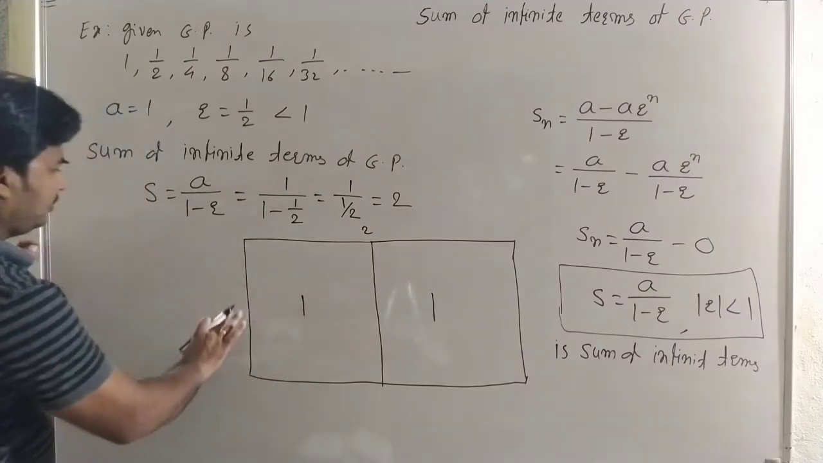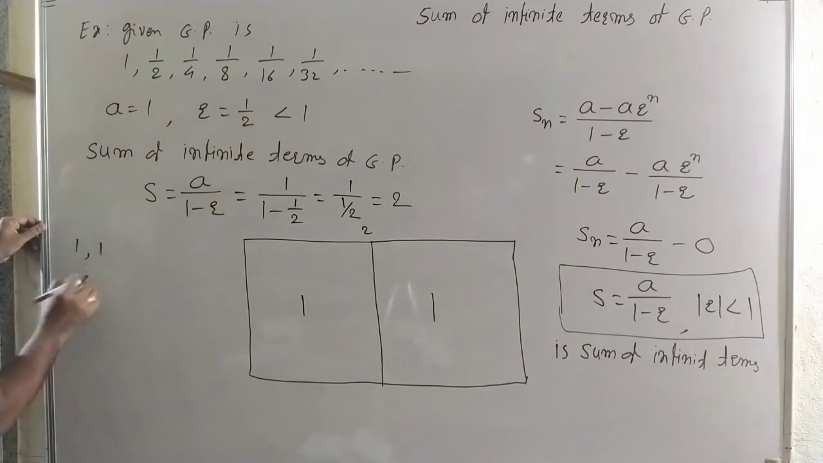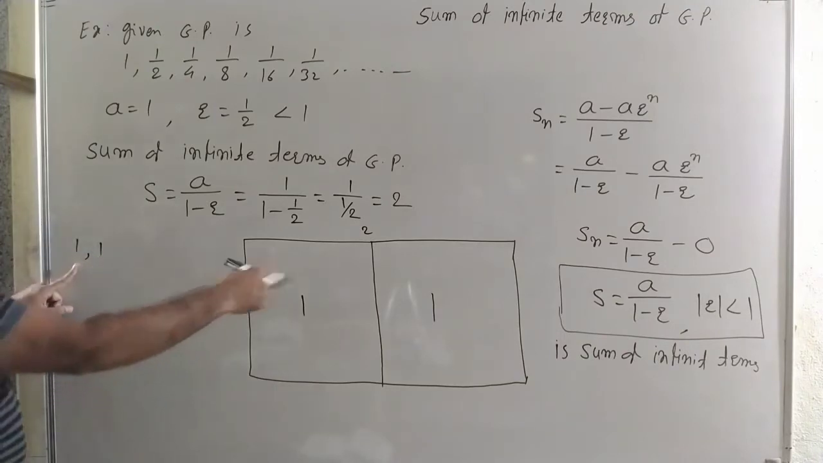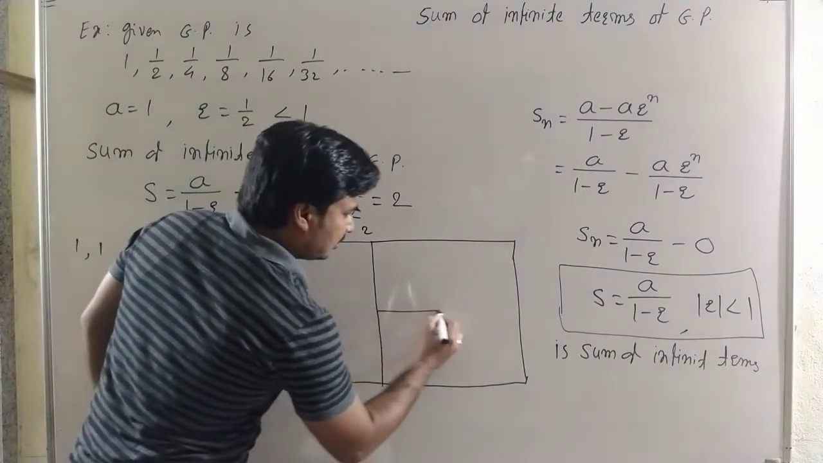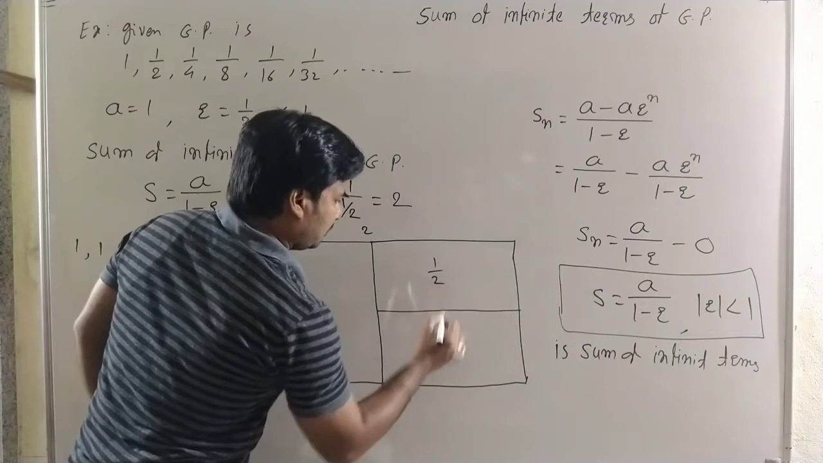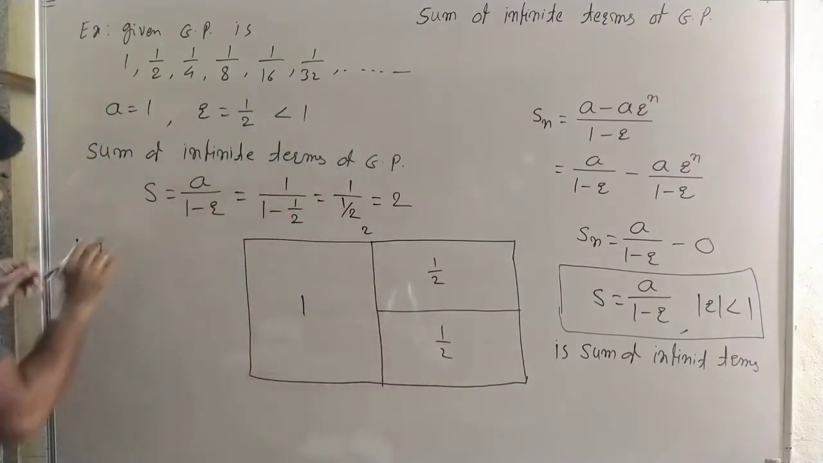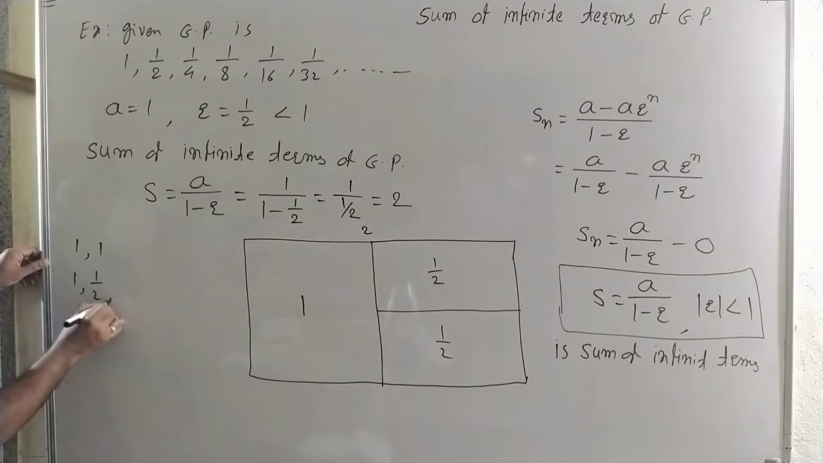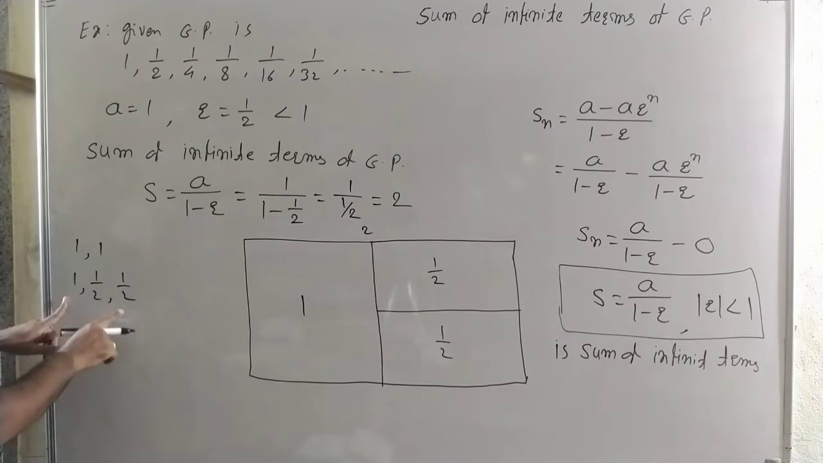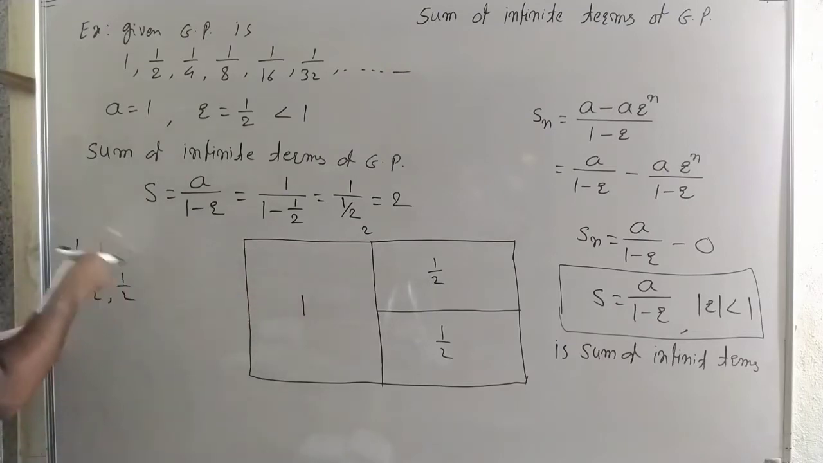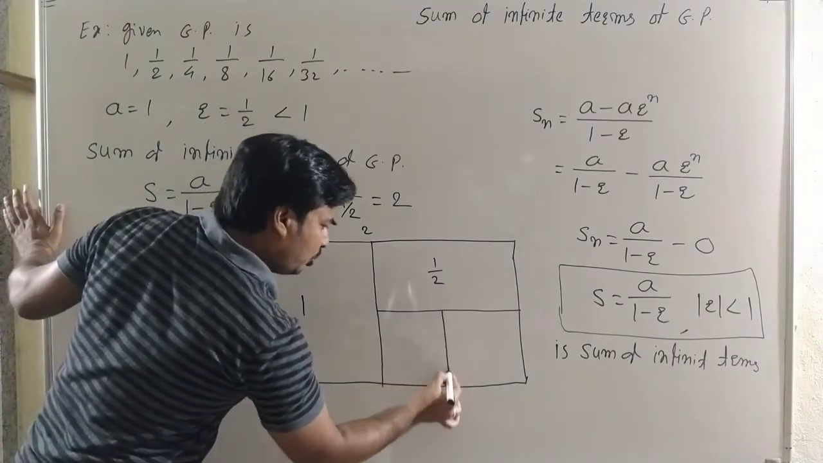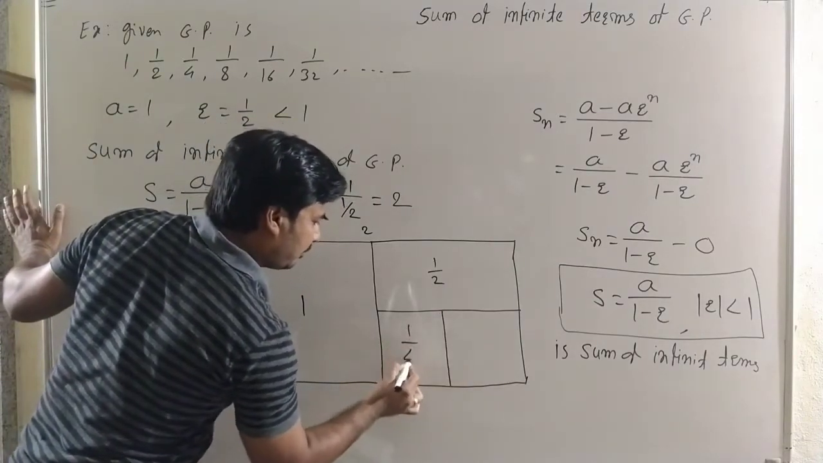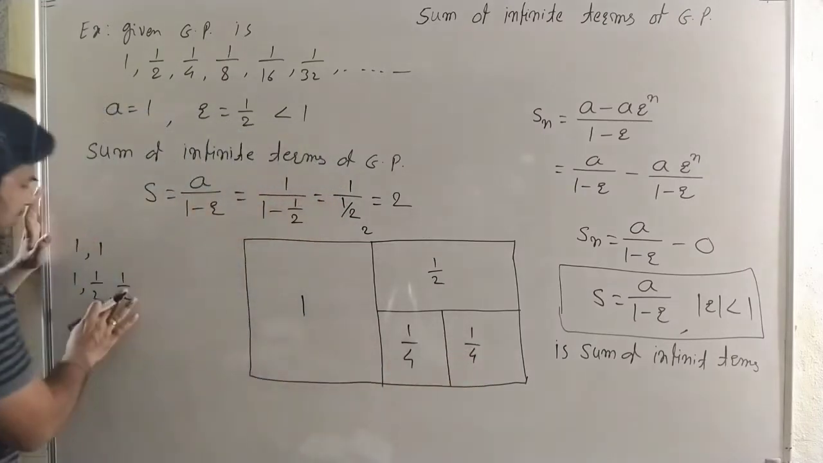That means here we got the sequence 1 comma 1, and the sum of the sequence is 2. Now we again take two parts of one of these. That means it is half and it is also half. So we got a new sequence, that is 1 comma 1 by 2, 1 by 2, and the sum of all these terms is 2. Again we take two parts of this 1 by 2, that is 1 by 4 and 1 by 4.